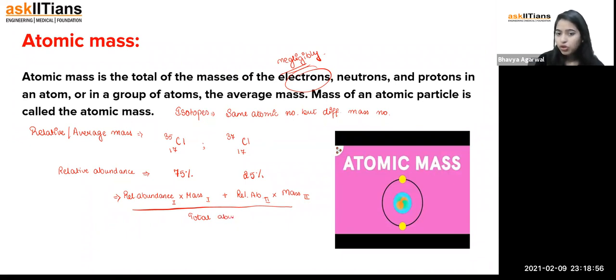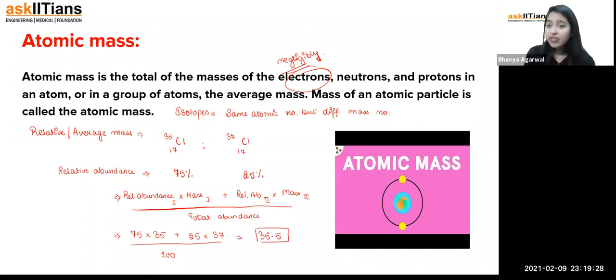So what I'll do is I'll just start solving it. Relative abundance is 75 for a mass of 35, and it is 25% for chlorine with a mass of 37, where the total abundance is 100. So when you solve it, you'll find that the average mass turns out to be 35.5.